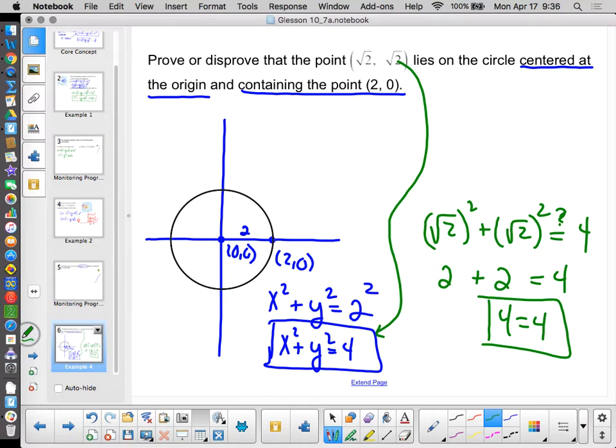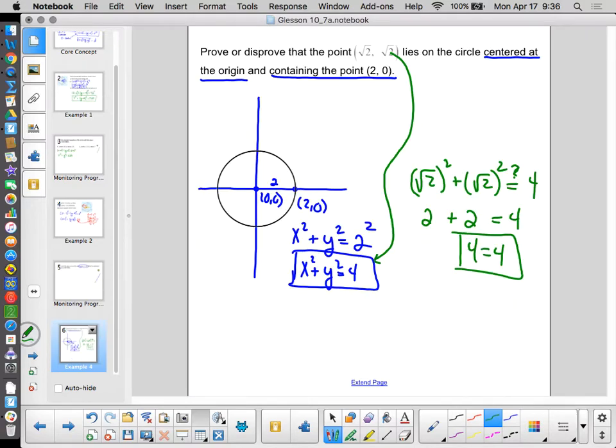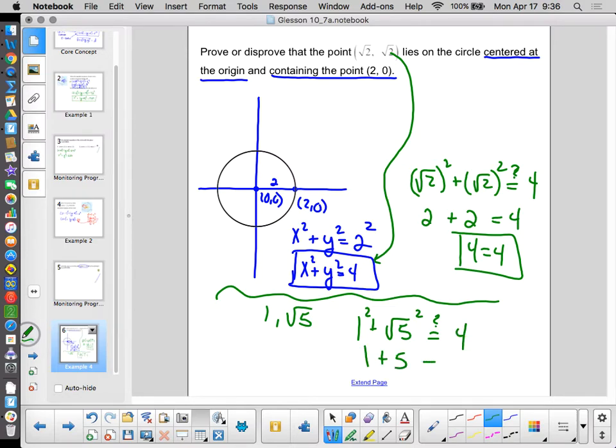Now, not every point's going to work. If I wanted you to check, say, 1, square root of 5, is that point on the circle? When I substitute that in, 1 squared plus square root of 5 squared, does that actually equal 4? Well, that's 1 plus 5, which does not equal 4, so not on the circle. So we have to find the equation for problems like that, find the equation of the circle, then substitute in the point in question, and see if it works in the equation. That's what you have to do to prove or disprove that a particular point lies on a circle.